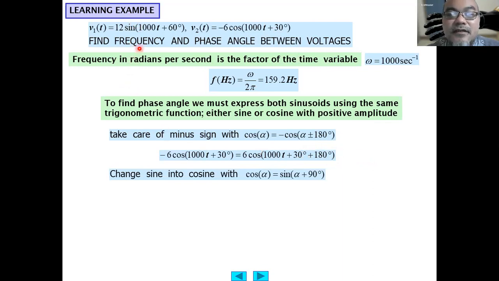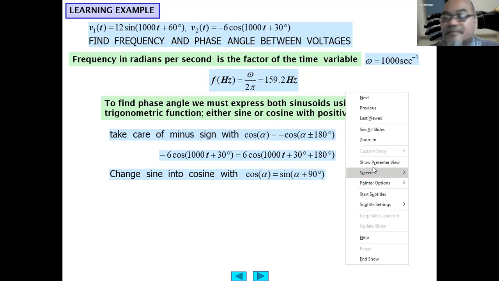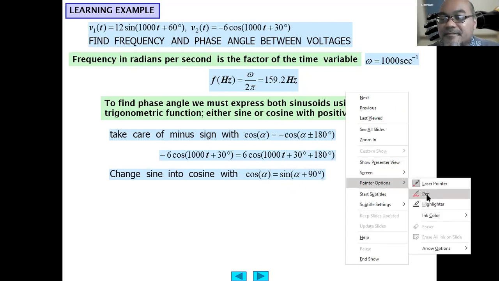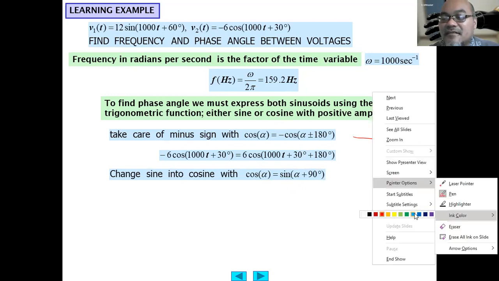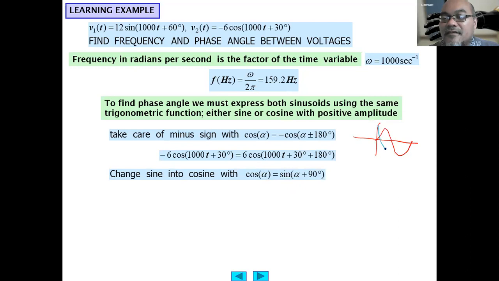Now we change the sine into cosine using the expression that cosine is basically a sine wave that is leading by 90 degrees. Okay, cosine. If you are hesitant, you can always draw again. This is the sine wave, while the cosine is this wave. Okay.